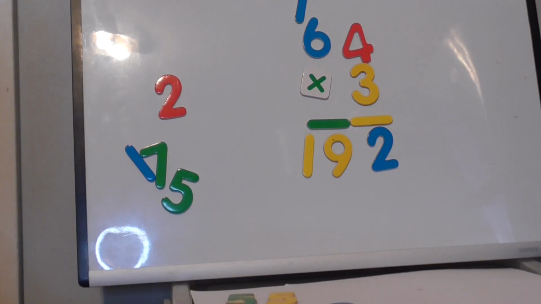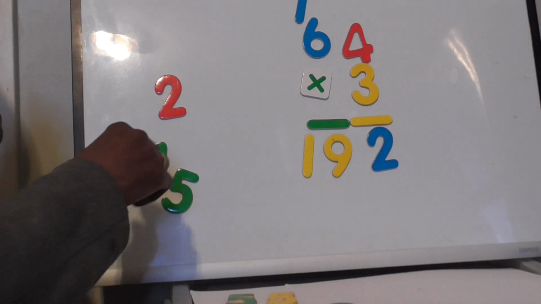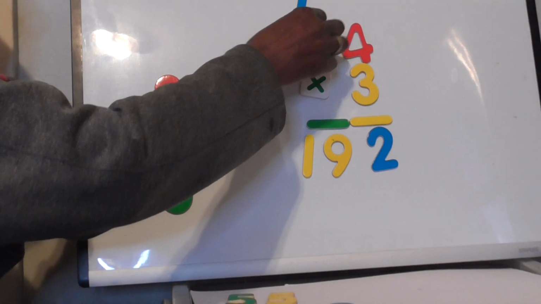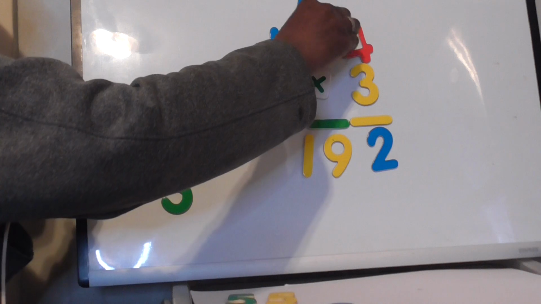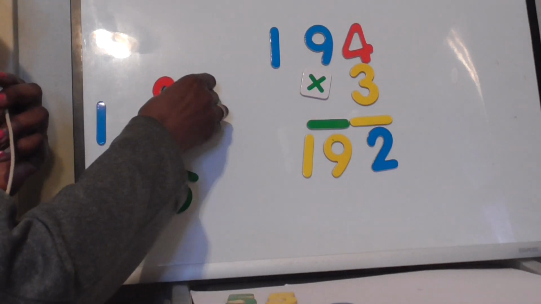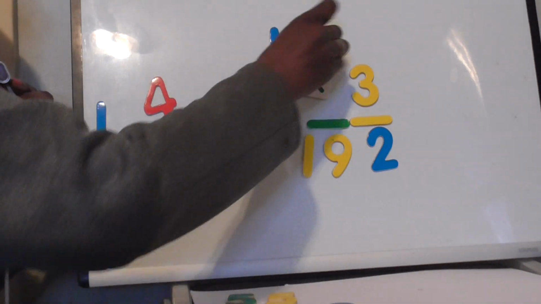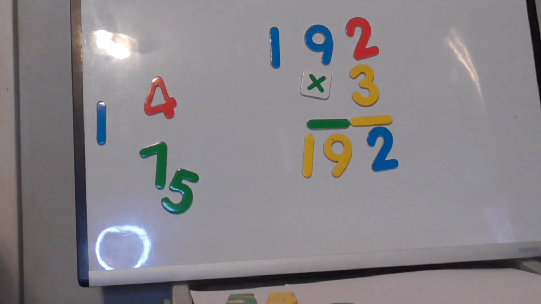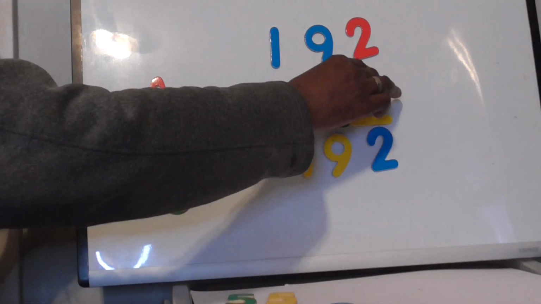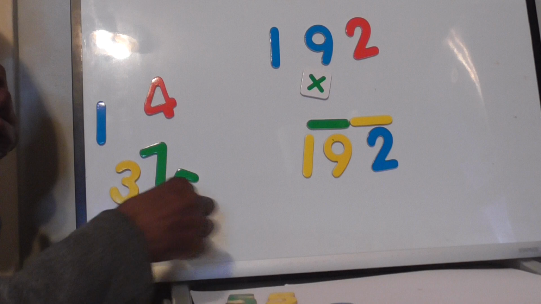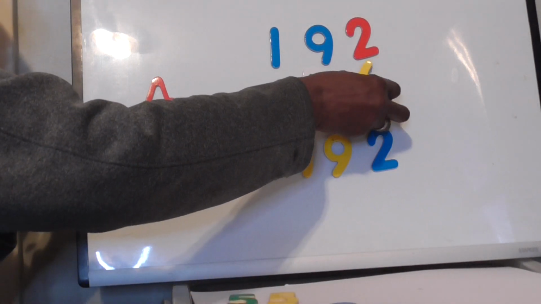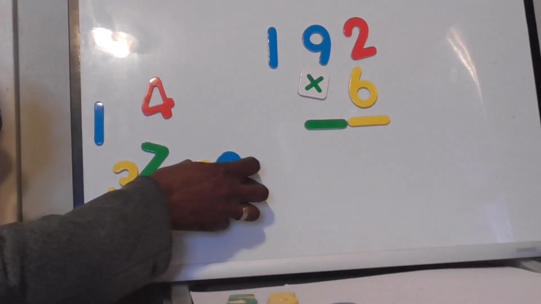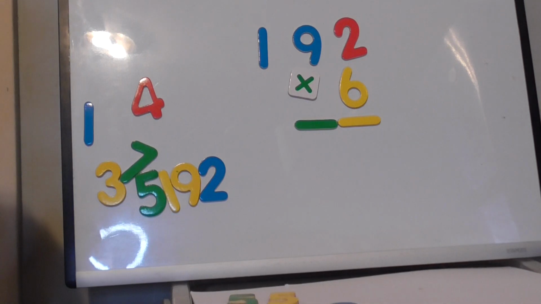Let's do another one. Let's try something for the hundreds column, the tens column, and the ones column. 192 times 6.